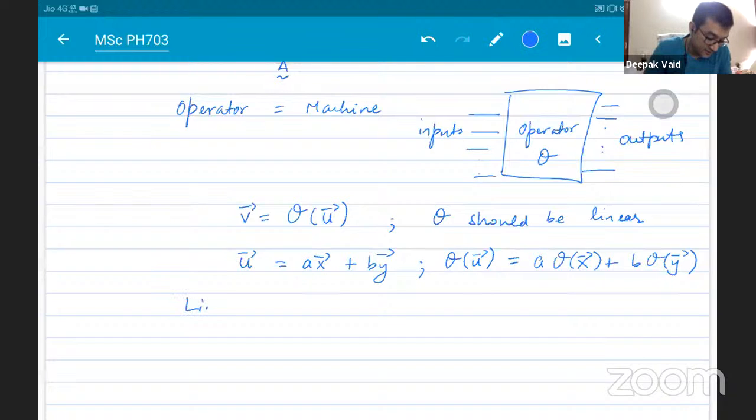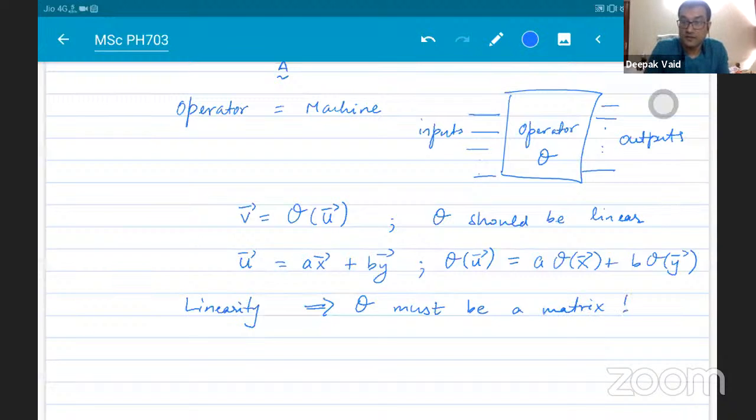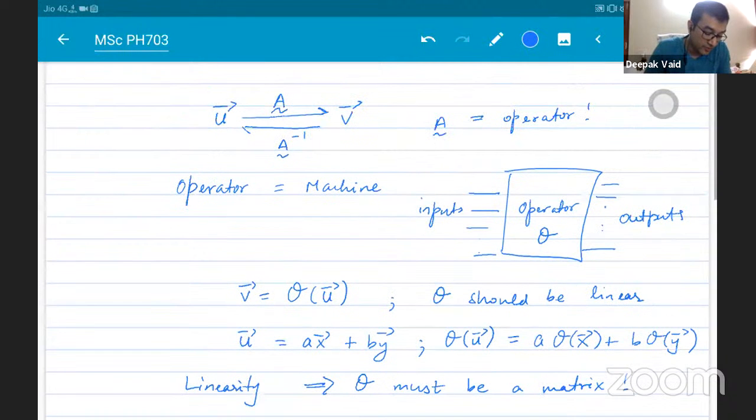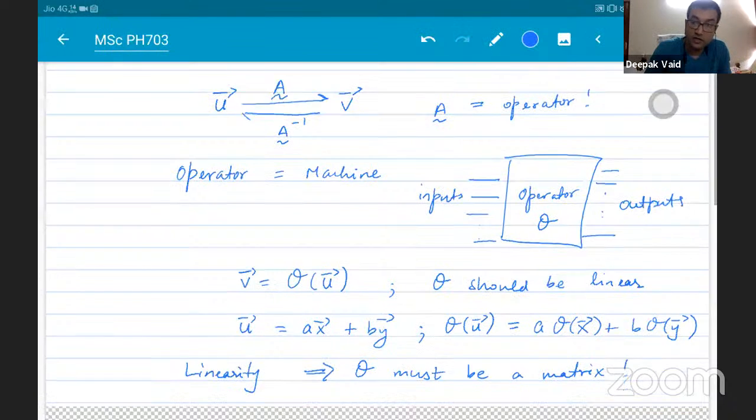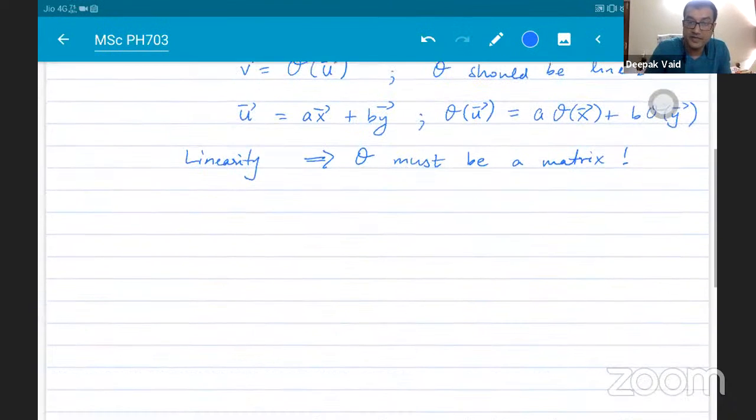And this condition, if I impose this condition, then linearity implies that O must be a matrix. So all linear operators have this form. All linear operators are like matrices, can be written as a matrix.